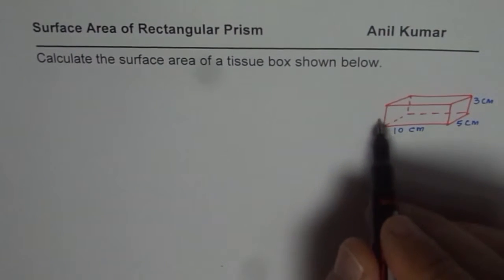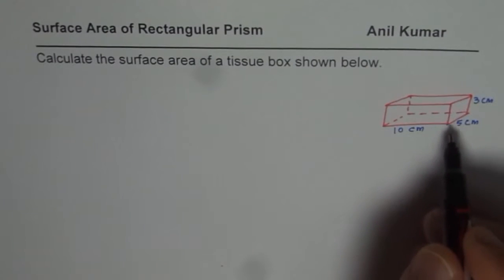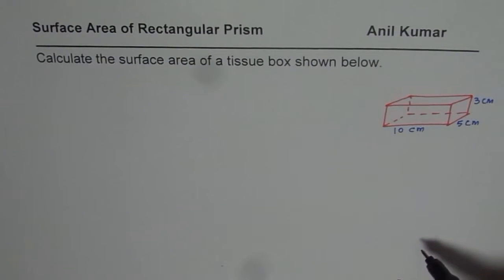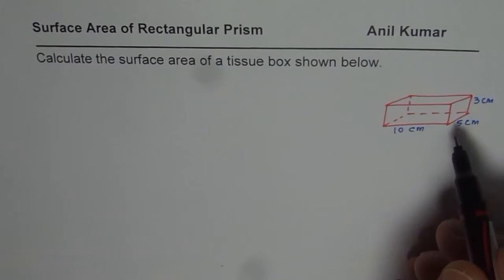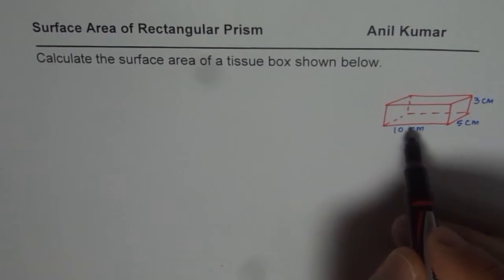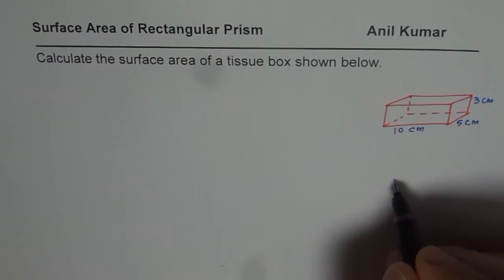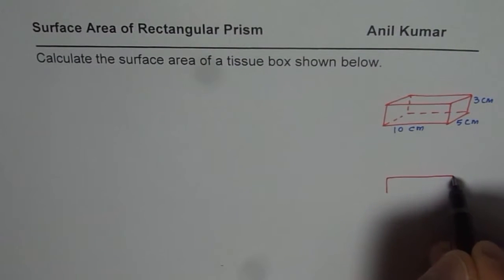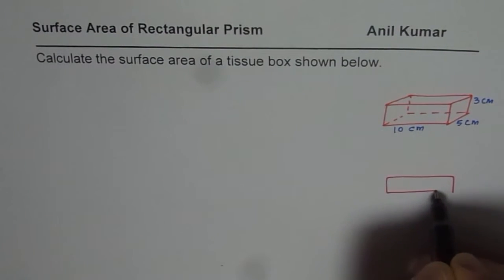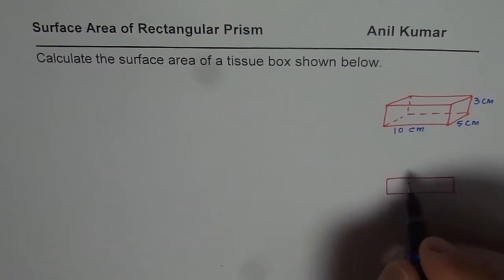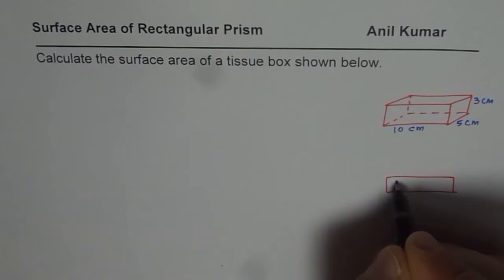So if we make a net of this, that is to say, if I cut open this box and lay it flat on my paper, how will it look? So let me begin with the front end, right? So front has the dimensions of 10 centimeters by 3 centimeters. So let us say this is my 10 centimeter by 3 centimeter, and this is the front part, right? So let me write this as the front.